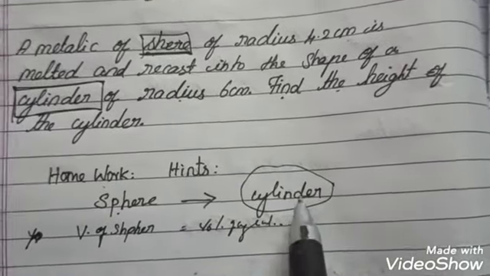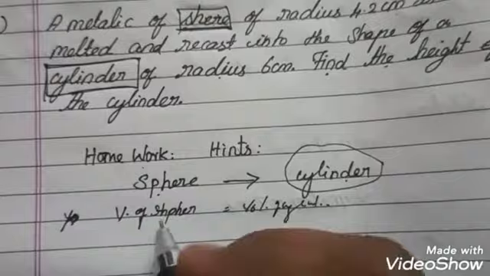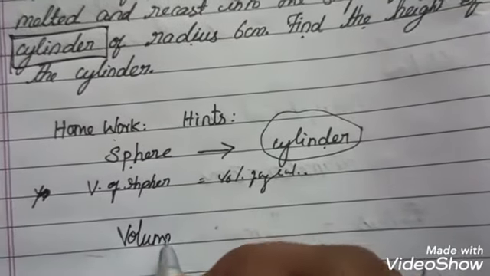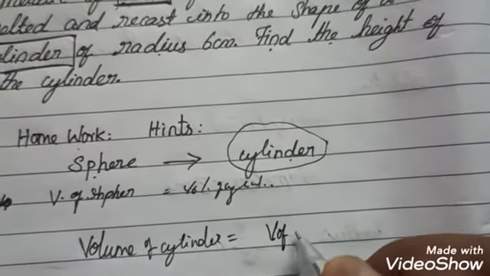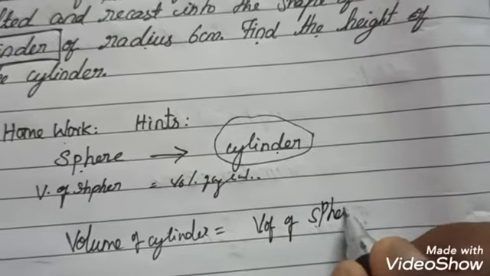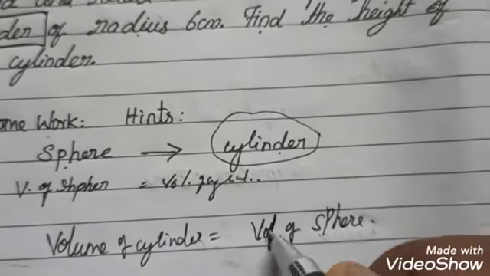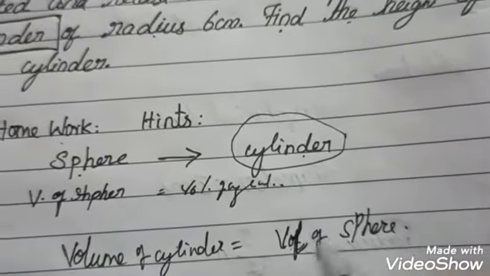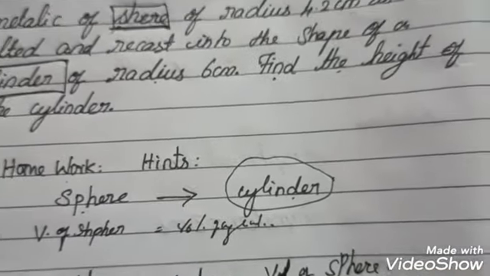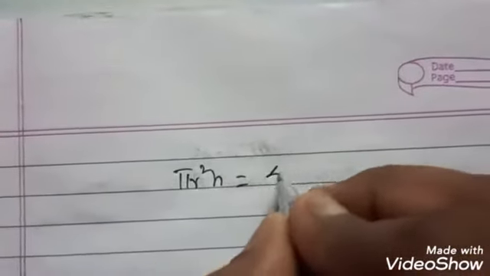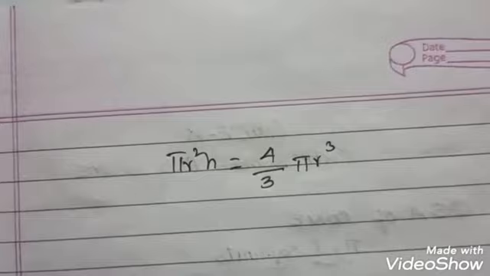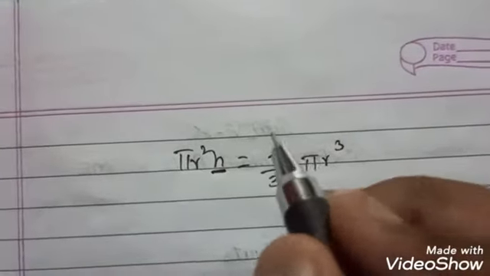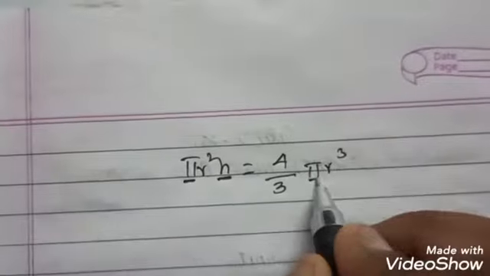So first you need to take the volume of the cylinder, equal to the volume of the sphere. So you need to compare these two formulas. You know the formula: pi r square h is equal to 4 by 3 pi r cube. Which value do you need to find? You need to find h. I already told you, no need to substitute the value of pi.